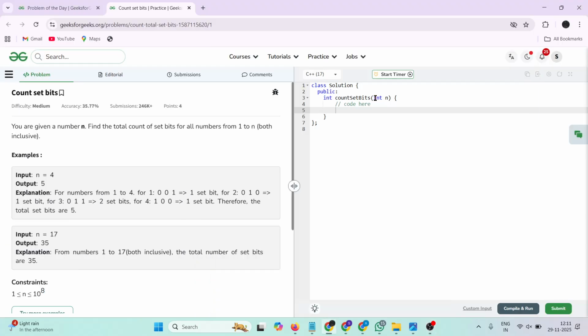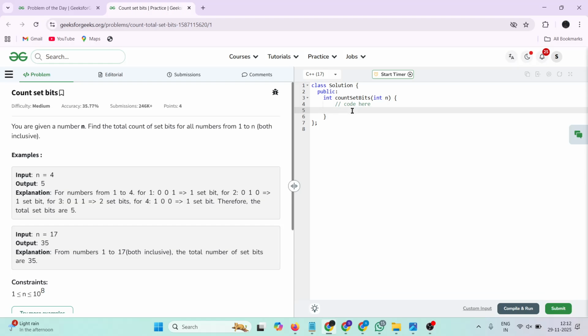Hello everyone, so today we are going to solve the GFG problem of the day, which is Count Set Bits. The problem statement is simple: we are given n, and we have to find the total set bits from 1 to n. Like, say n is 4.